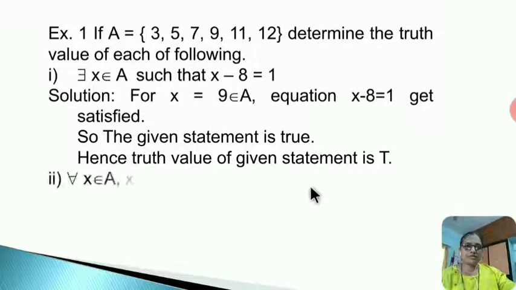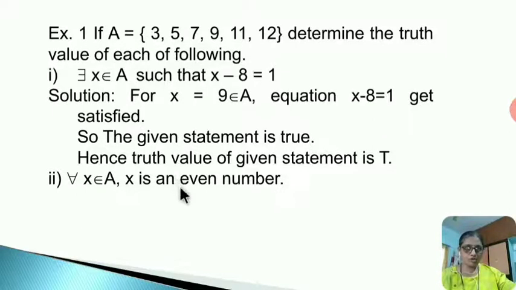Now see the second example. For all x belongs to A, x is an even number. म्हणजे A मधल्या सगळ्या एलिमेंट्स साठी x हा इव्हन नंबर आहे. म्हणजे इन शॉर्ट A मधले सगळे एलिमेंट्स हे इव्हन आहेत.